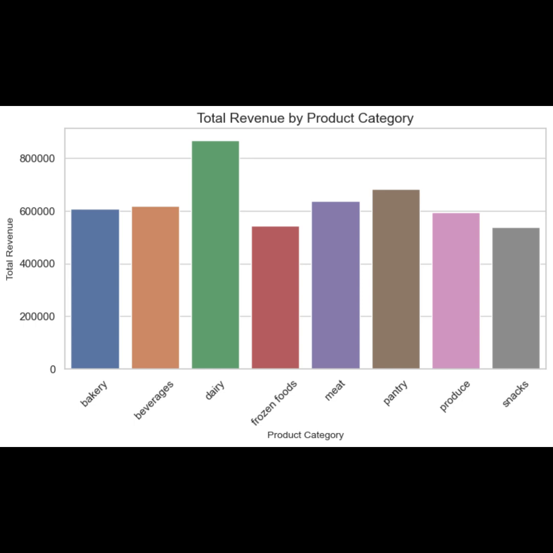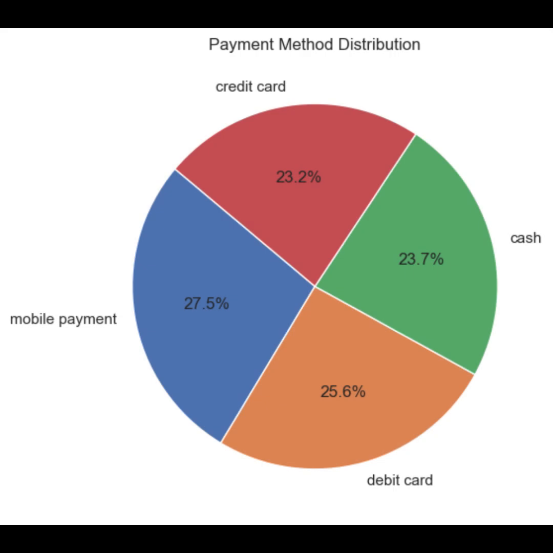Now, overall, this chart provides a clear visual comparison of the revenue generated by different product categories, helping to identify which categories are performing well and which might need more attention or more marketing efforts. And lastly, we'll look at the payment method distribution.